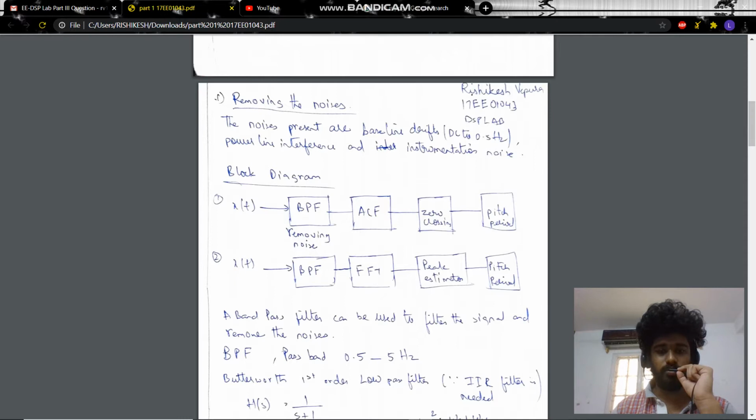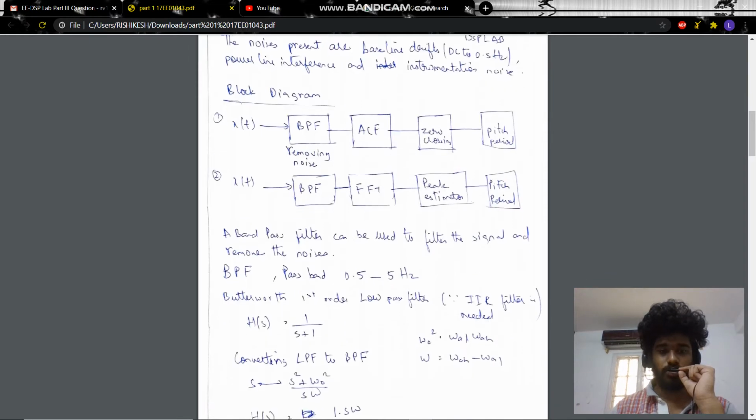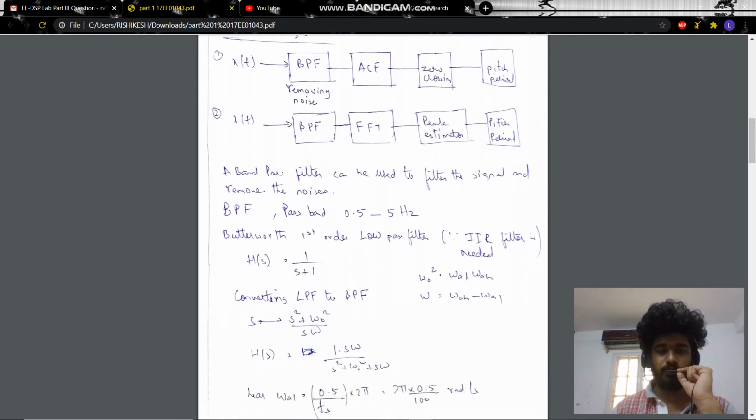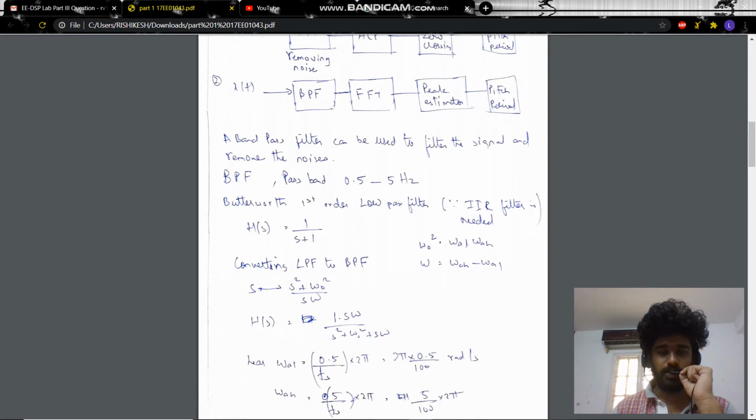This is the block diagram for the autocorrelation. First we pass the input signal through a bandpass filter to remove the noises. Then, after the noises are removed, we pass it to the autocorrelation function and find out the pitch period and hence the pulse rate. First we design the bandpass filter with a passband of 0.5 to 5 Hz. This filter will only allow the part of the signal with frequencies 0.5 to 5 Hz, and other frequencies are eliminated.